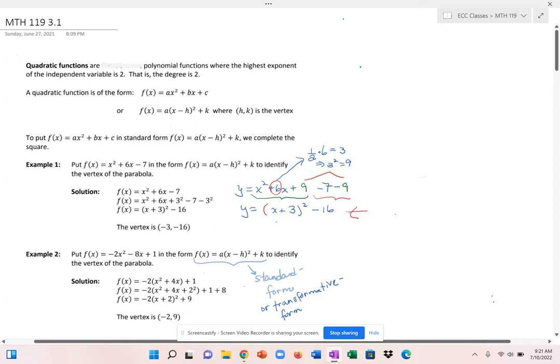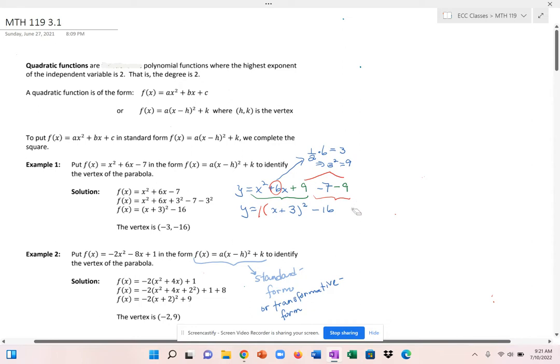And in standard form, I can identify that the vertex is (−3, −16). That would be the minimum point on this parabola because it would be facing upward. Remember, a parabola faces upward when the a is positive, and here my a is 1, and it's upside down when the a is negative.